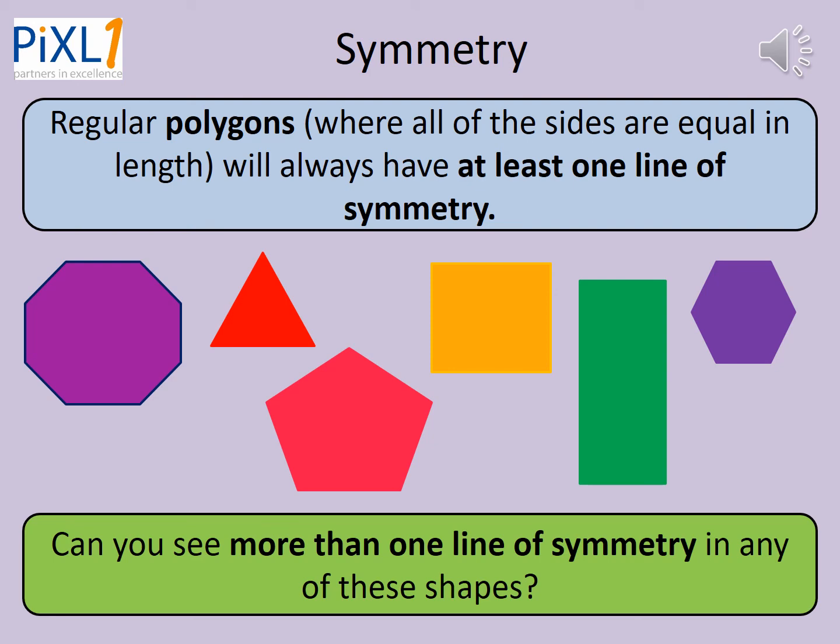All of the shapes below are regular polygons. This means that all of the sides are equal in length. If a shape is a regular polygon, they will always have at least one line of symmetry because all of the sides are the same length. Therefore, the shape is equal. So there will be at least one line of symmetry. Pause the video now and have a look. Are there shapes with more than one line of symmetry? Have a look at the square because that was on a previous slide.